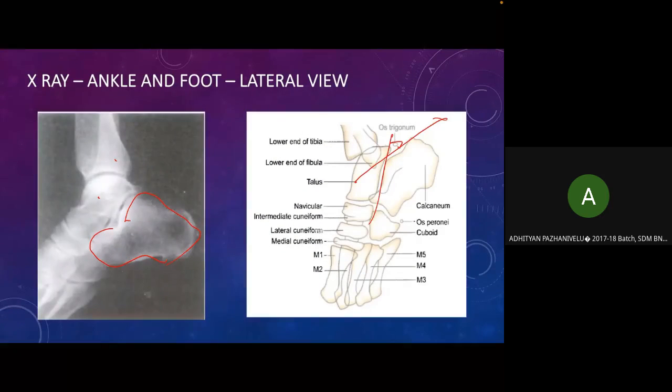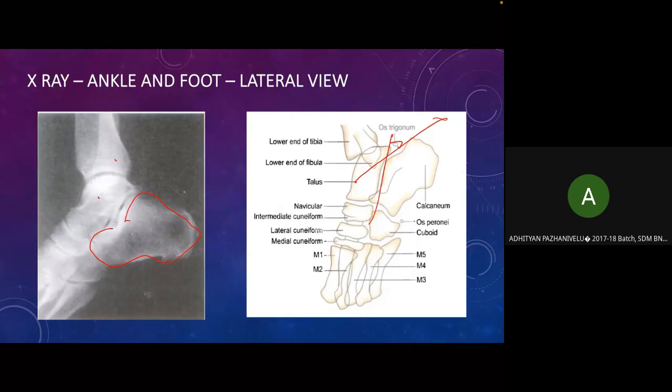This angle lets you decide whether there is any compressive fracture, because otherwise you can see that the calcaneum has just decreased in its size. The normal is about 20 to 40 degrees, what they say. This angle is very important so that you can decide on that.